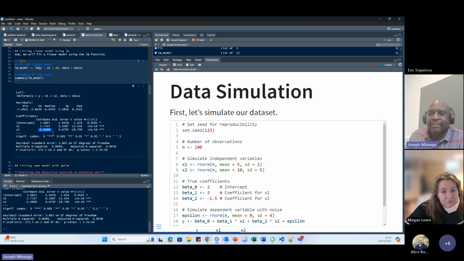So let's try and fit this same data using Optim and see if we will get the same equation. Because now if we wanted an equation to predict Y, we would say 2.7x1 minus 1.4x2 equals Y, right? So let's see if Optim can give us the same estimates.